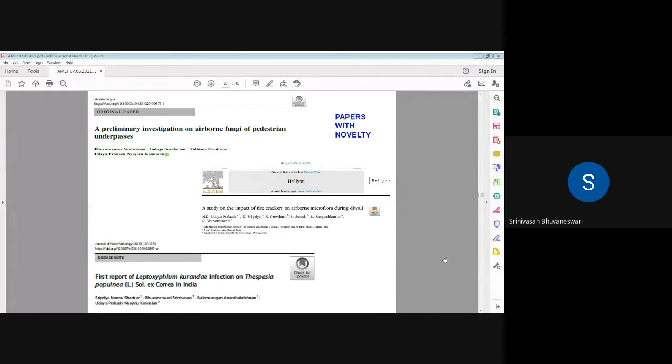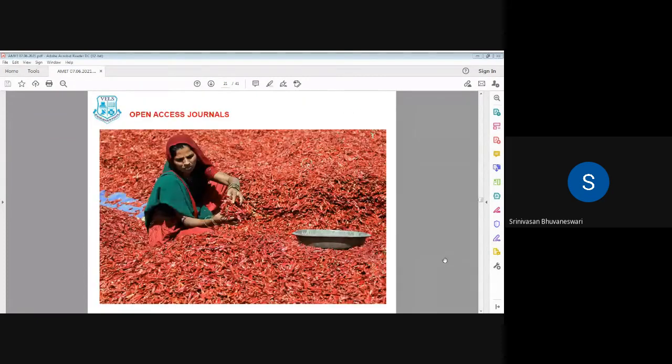Right. In this case, we studied the impact of firecrackers on airborne microflora, which includes both fungi and bacteria. What is its impact when you are celebrating Diwali with firecrackers? Right. Later, we started working on plant pathology. When we started working on that, we came up with Leptocytidium purinde as the first report from the plant Spathodea populnea. Again, this is a first report. So based on these novelties, they accepted these papers.